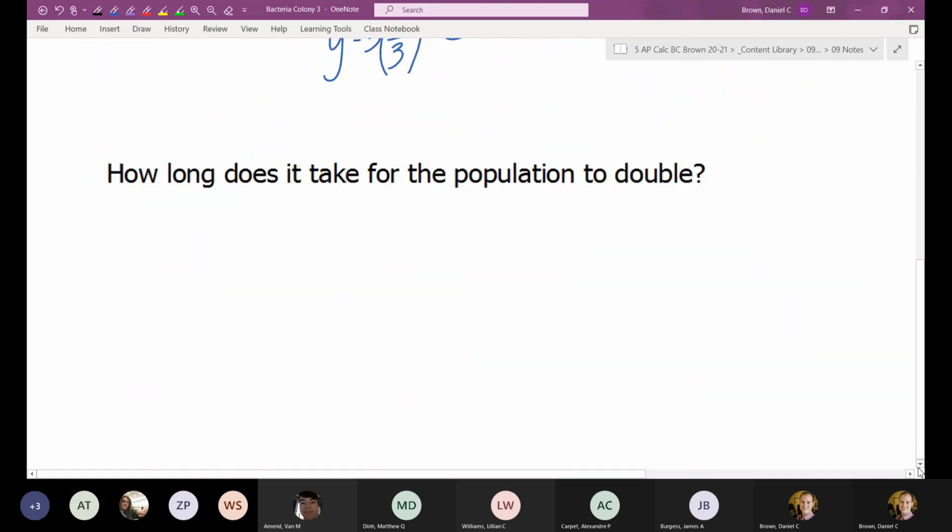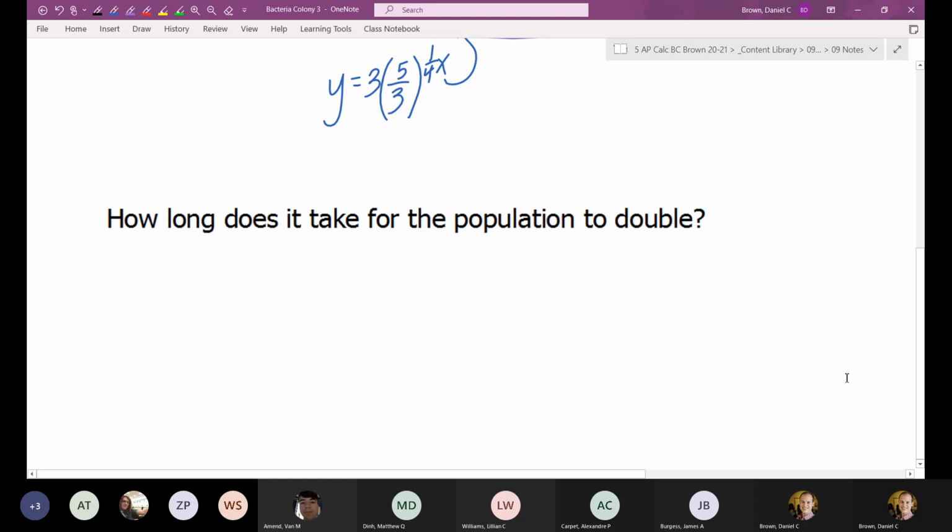What about this one? This was kind of an Algebra 2 problem. How long does it take for the population to double? What equation can you write to figure out how long it's going to take for the population to double?